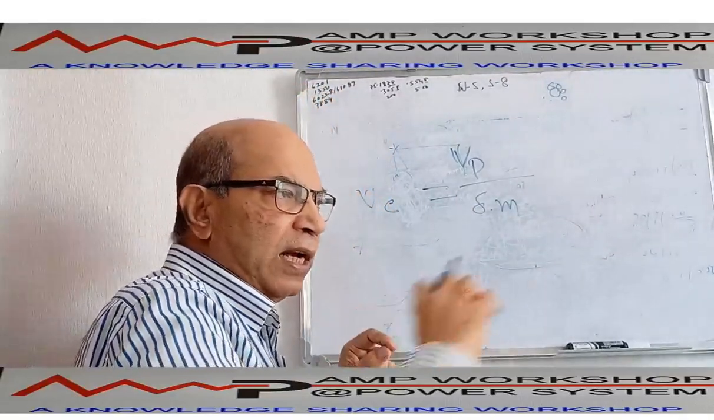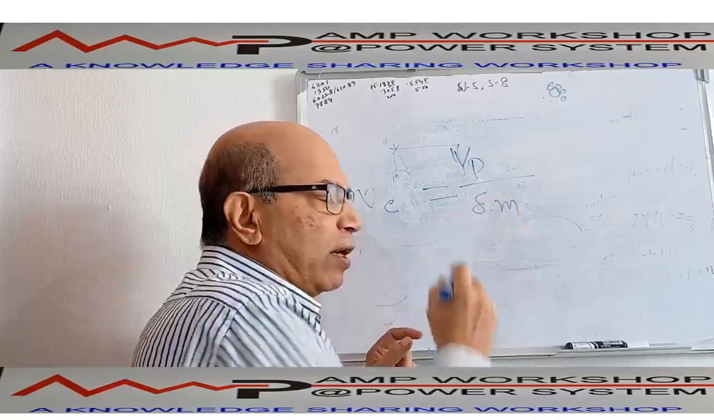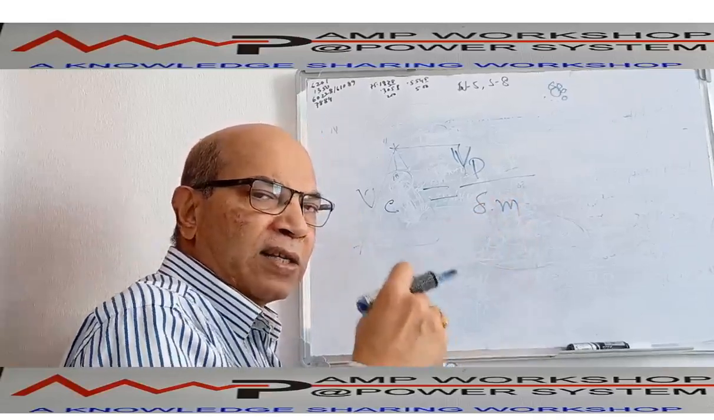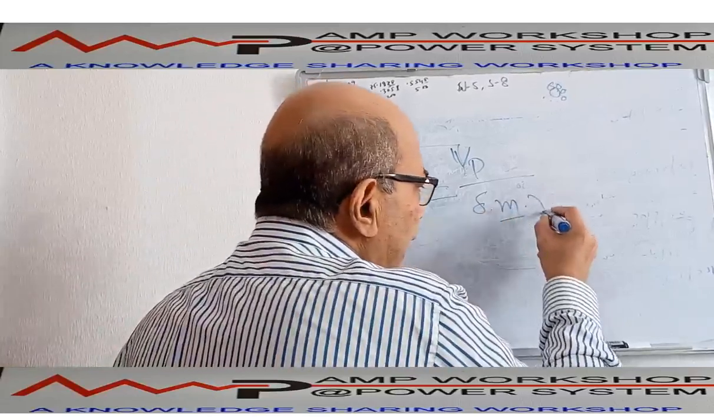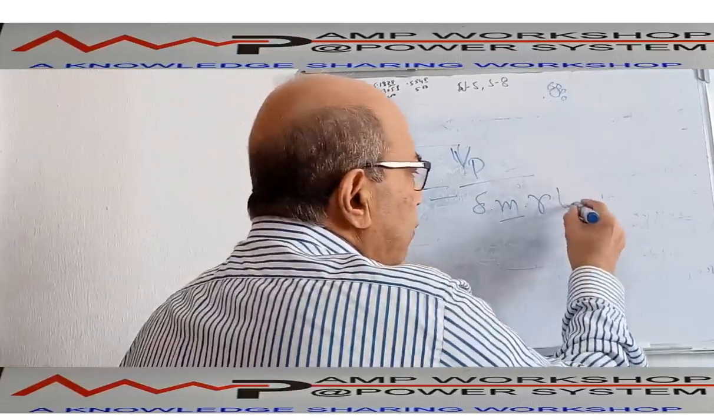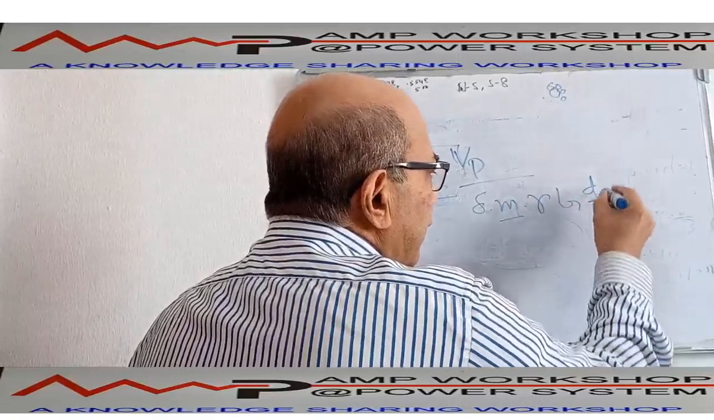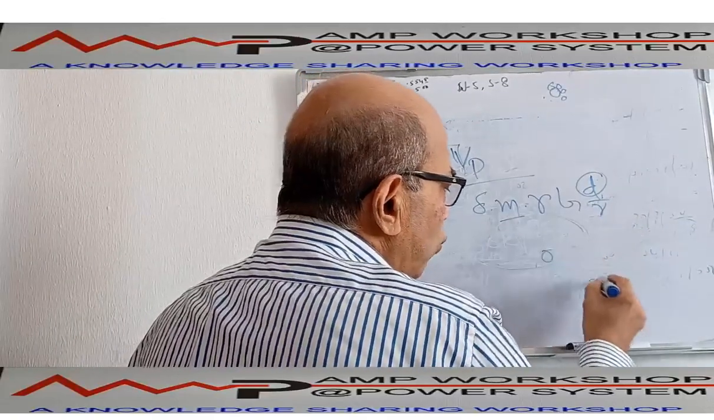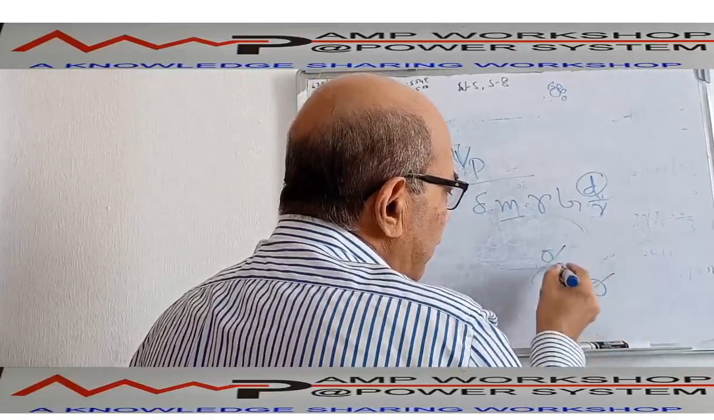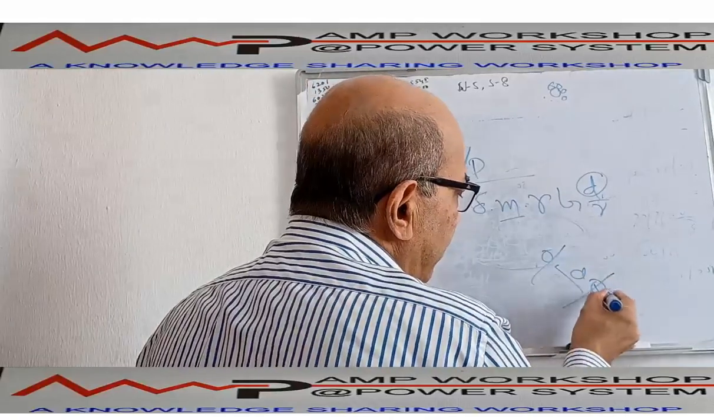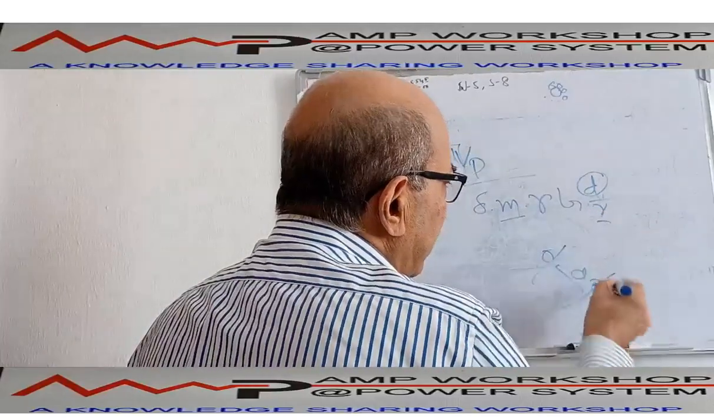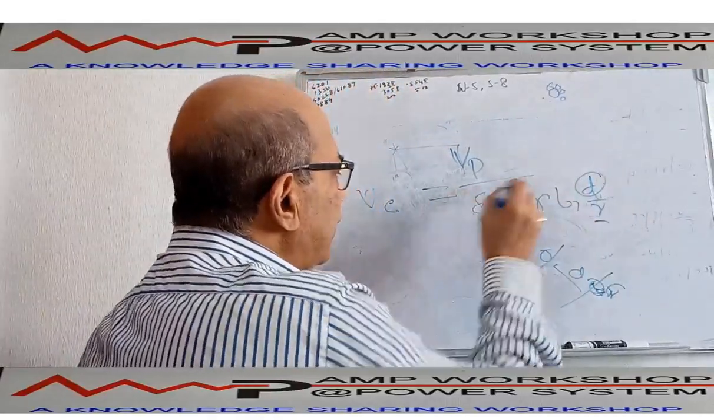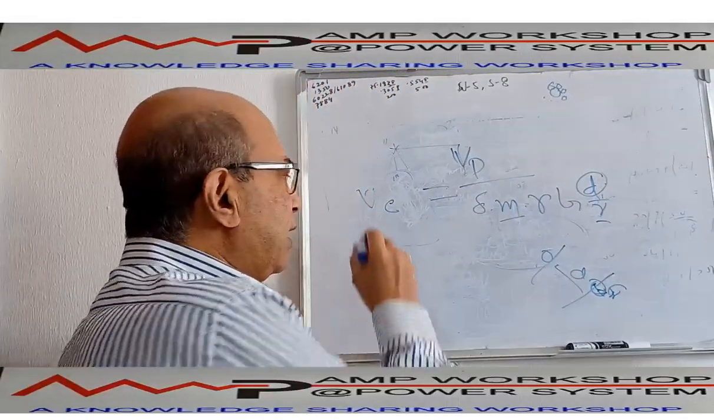If it is a cylindrical conductor only, then M is 1. But if the conductor is not cylindrical, it is stranded, then this M value will be more. Then into the radius of the conductor into log D by R. D is the distance between the two conductors, and the diameter, so half of that is the radius R. R is the radius and D is the distance. This is the equation for the critical voltage.